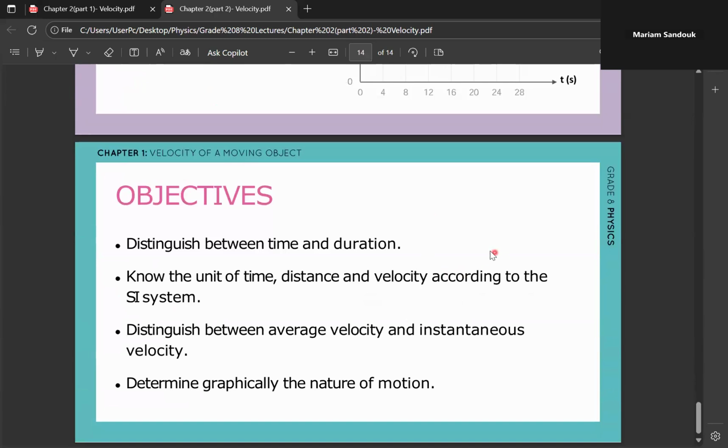So this is all for this chapter. We have distinguished between time and duration. We have known the units of time, the distance, and the velocity according to the SI system. We have distinguished between the average velocity, or the speed, and the instantaneous speed. And we have determined graphically the nature of motion.